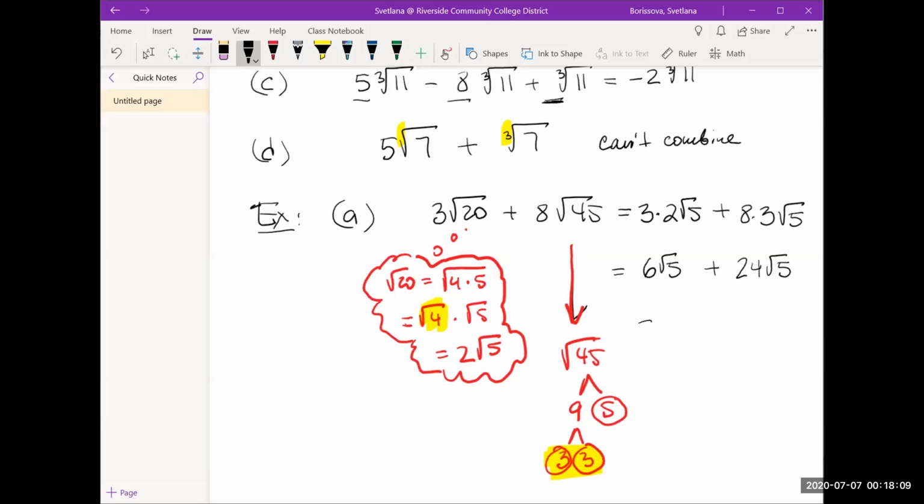And now notice what happened. As we simplified both radicals, they actually turned out to be like radicals, because we already said that they're both square roots, but now they each have 5 inside that square root. So now we can combine them. That's going to be 30 square root of 5. And that's going to be the answer. So that's how you add them. So first simplify and then combine.